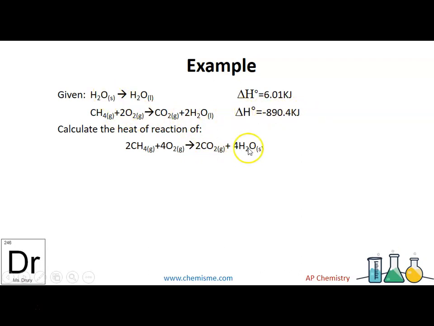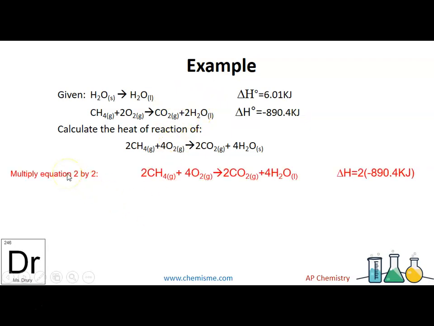Additionally, the water has changed phase. So instead of it being liquid water, I want it to be solid water. In order to do that, I need to reverse the first reaction so that the liquid is on the opposite side, so it will cancel. I'll also need to double it so it completely cancels with a 2 coefficient. So if I rewrote them, we're multiplying the first equation by 2 so that it matches the coefficients. Therefore, the heat's multiplied by 2. And we're reversing and doubling the first equation.